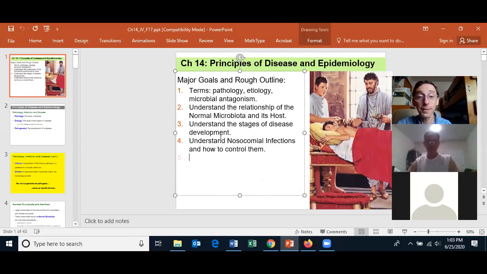All right, we'll talk about the stages of disease development, that most diseases go through the same stages of disease development, meaning they start the same and then they end up the same. And then lastly, understand the nosocomial infections and how to control them. Any questions about any of that?